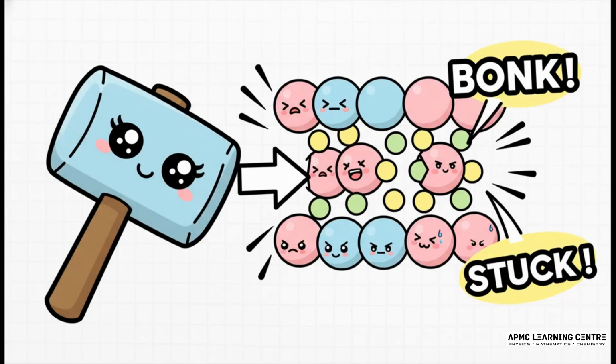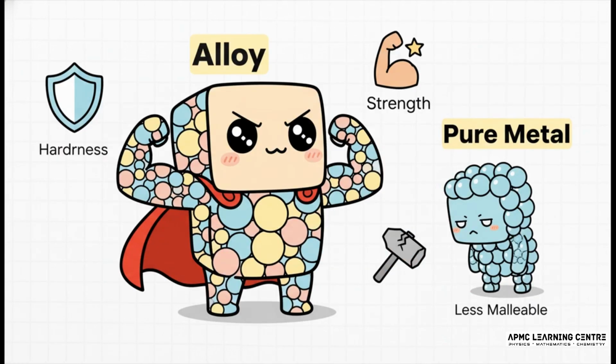Let's go right back to our marble analogy. Imagine trying to slide those layers of marbles, but this time you've tossed in a bunch of different sized pebbles or ball bearings. See? The layers can't slide smoothly at all anymore. They get jammed up. They resist that movement. This atomic-level traffic jam is exactly what gives alloys their awesome properties. That disruption makes them harder, stronger, and way less malleable than pure metals. You need a much bigger force to get those layers to even think about moving.